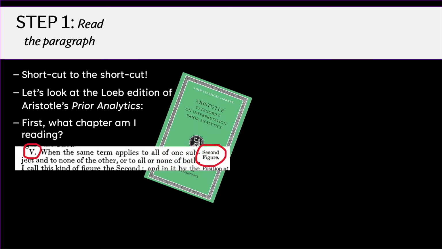Now look at this picture. Again, we have a Roman numeral and a comment in the margin. This indicates that everything in chapter 5 will be a second figure syllogism. So if you find a syllogism and you look back, figure out what chapter you're in, and you find I'm in chapter 5 because of that Roman numeral 5 at the beginning, you know automatically, just because that syllogism is contained within chapter 5, that it's a second figure syllogism.